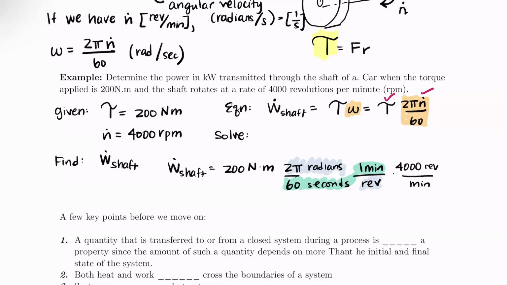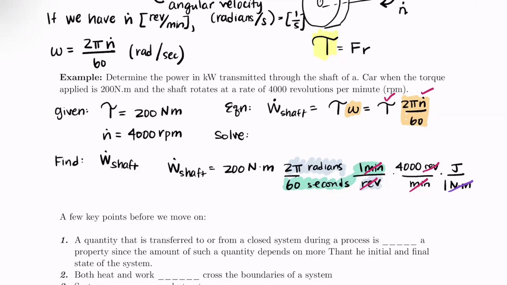Okay, cool. So let's do some cancellation with the units here. So we have revolutions balance one another. The minute goes away. And then we need to sort out the newtons and the meters to get to kilowatts. All right, so let's do that with the following conversion. So we know that 1 Newton meter is a joule.